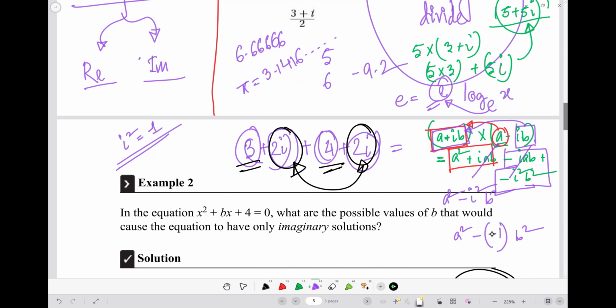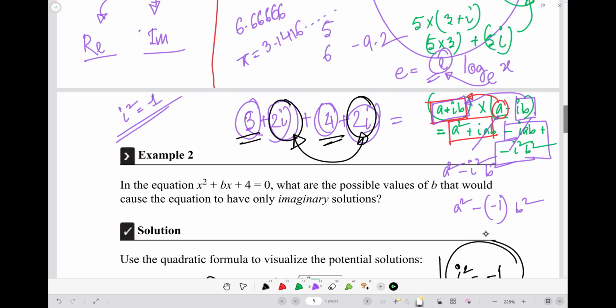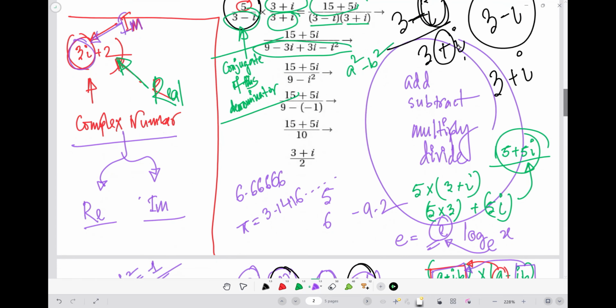So this becomes a squared plus b squared. I think this is it, the shortcut maybe. A squared plus b squared. So 9 plus 1. This is 10. Exactly.